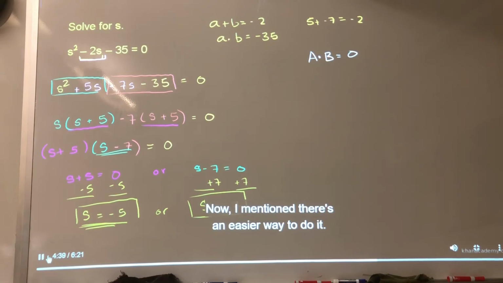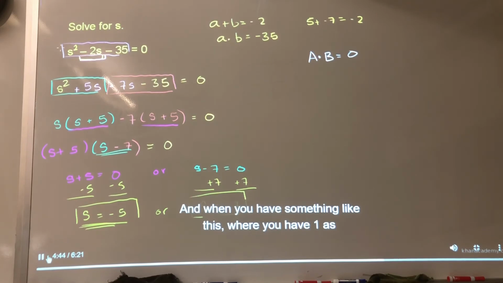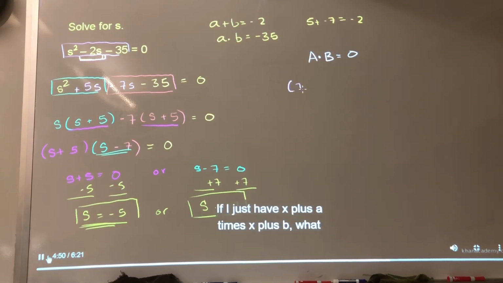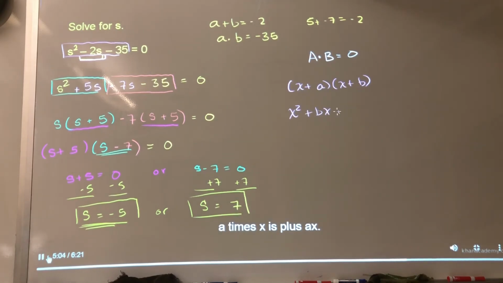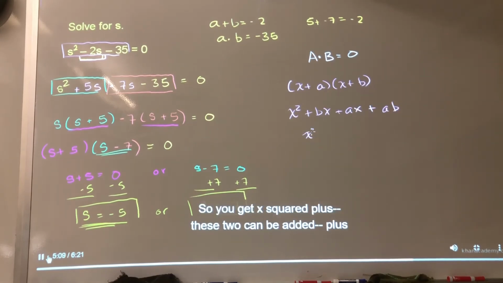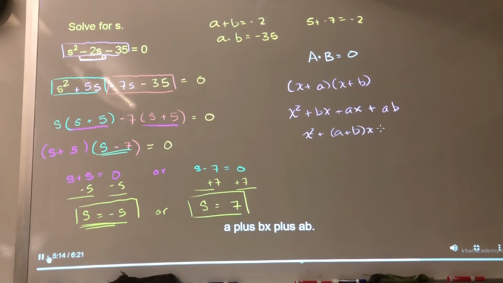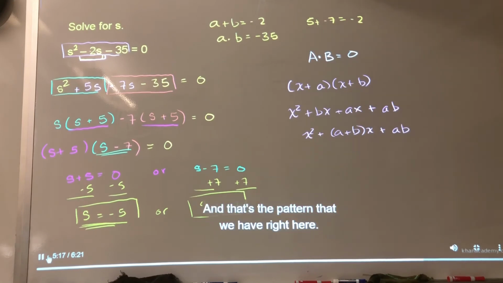Now I mentioned there's an easier way to do it. When you have something like this, where you have 1 as a leading coefficient, you don't have to do this two-step factoring. Let me just show you an example. If I just have x plus a times x plus b, what does that equal? X times x is x squared, x times b is bx, a times x is plus ax, a times b is plus ab. So you get x squared plus, these two can be added, a plus b times x, plus ab. And that's the pattern that we have right here.